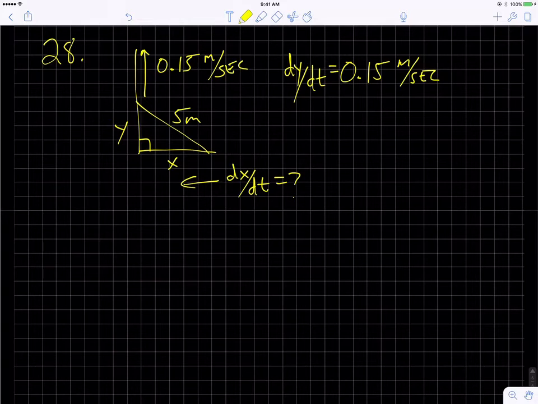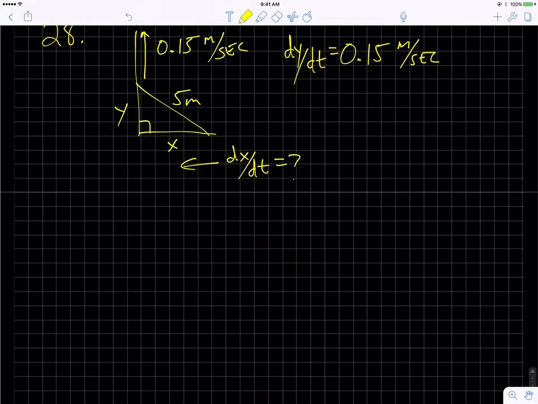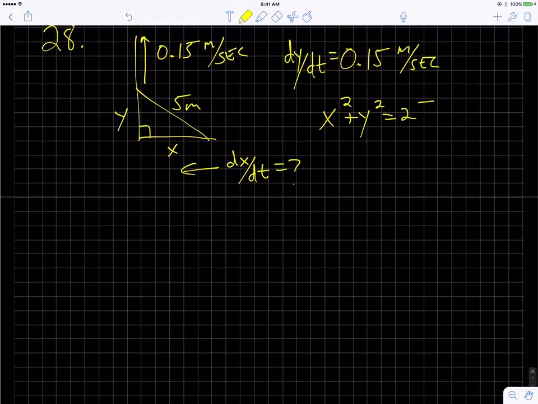So what do they tell us? Anything else? That's about it. So we've got Pythagorean theorem when we're talking about the lengths of the sides of a right triangle. So I take the derivative with respect to time. Now I need to fill in the stuff that I need to know.